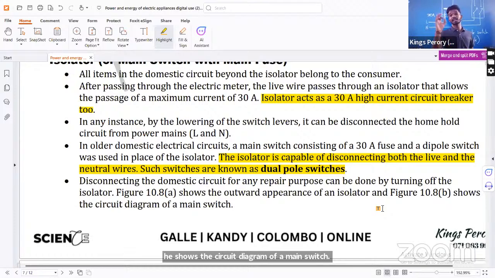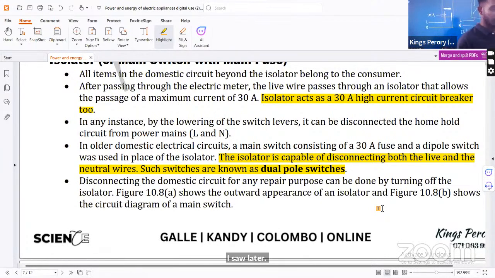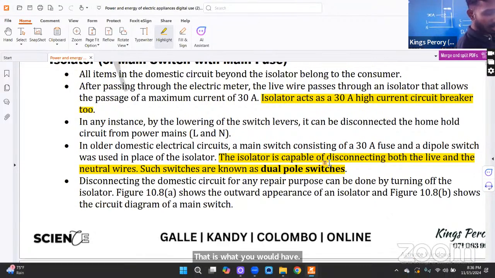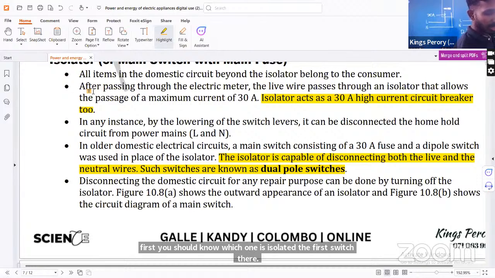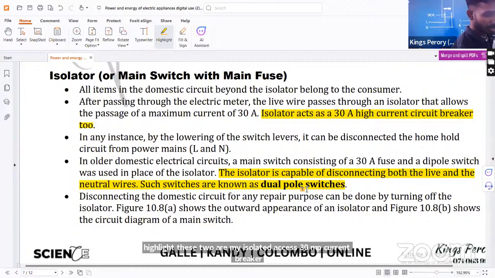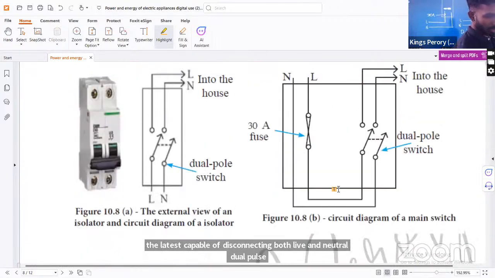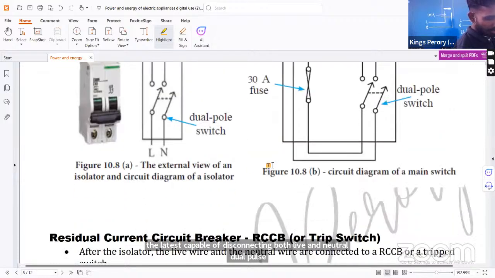So if there are any repairs in your house, what do you need to put down? The isolator. That is what you put down. So first you should know which one is the isolator, the first switch there. Underline and highlight these two. The isolator acts as a 30 ampere current breaker. The isolator is capable of disconnecting both live and neutral. Dual pole switch. The picture is also given there.